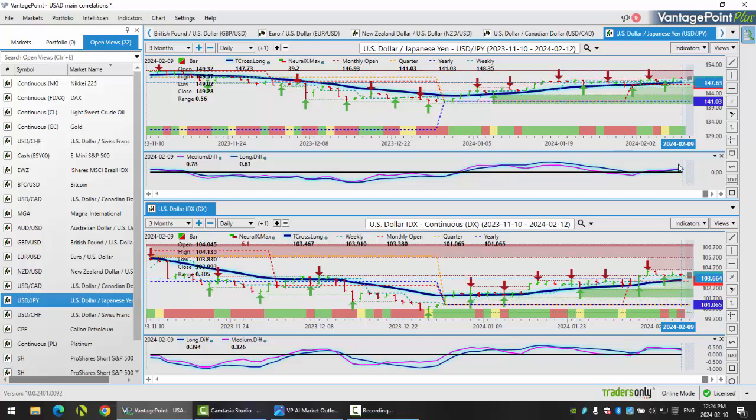Right now, the indicators in Vantage Point remain positive that the dollar will hold its gains for the most part against the yen, barring anything coming out of the Federal Reserve.